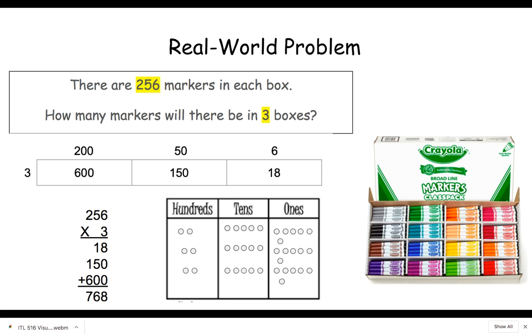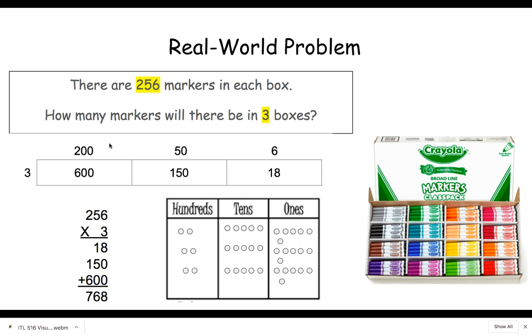How many markers will there be in 3 boxes? Okay, so we need to know how many will be in 3. We need to multiply times 3. So you could actually add it 3 times, or something faster is multiplying by 3.